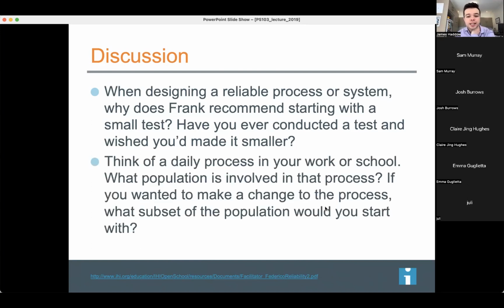So thinking of a daily process in work, what population is involved in that process? And if you wanted to make a change to the process, what subset of the population would you start with? So has anybody got any ideas for their areas?